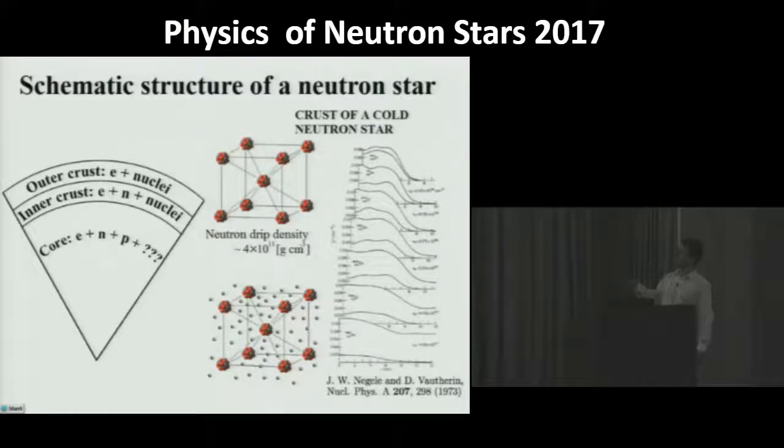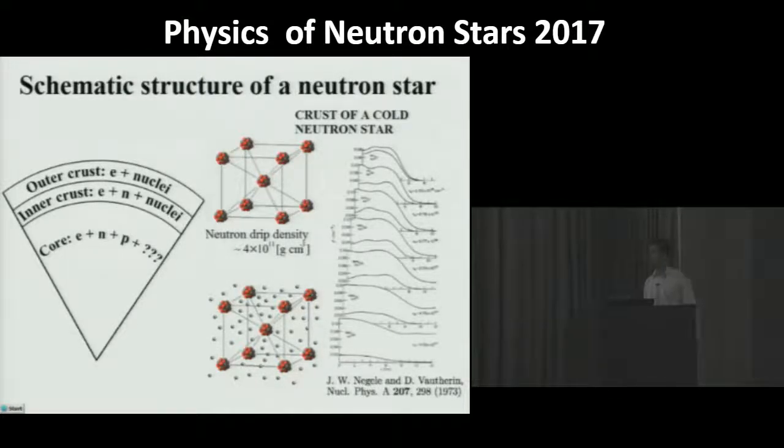And here I try to make a picture of how it looks. Above the neutron drip density, when the density is lower, we have just this Coulomb crystal. Generally, Coulomb crystals are body-centered cubic, as you can see here. Then if we increase the density, we get neutronization of matter because the electrons start to hit the nuclei, and we get these neutrons between the nuclei.